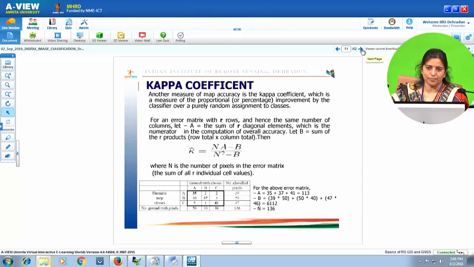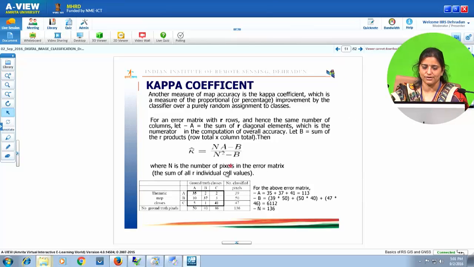There is another parameter by which we can show the accuracy of the classification, that is the kappa coefficient. The kappa coefficient is a measure of proportional improvement by the classifier over a purely random assignment of classes. For an error matrix with r rows, and hence the same number of columns, let A be the sum of the r diagonal elements, which is the numerator in the computation of overall accuracy. Let B be the sum of the r products of row total multiplied by column total.